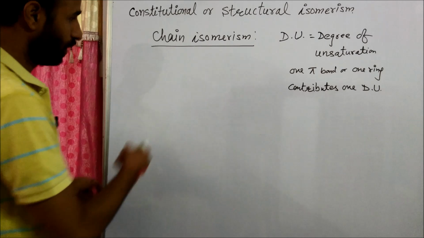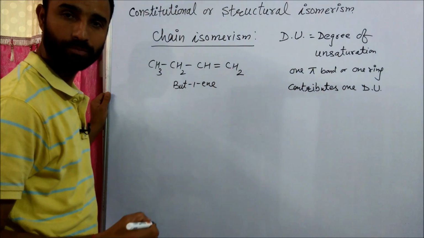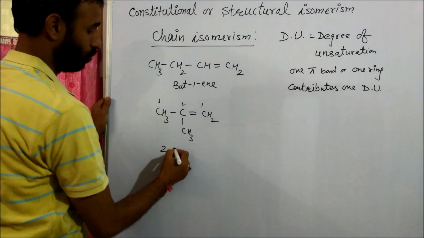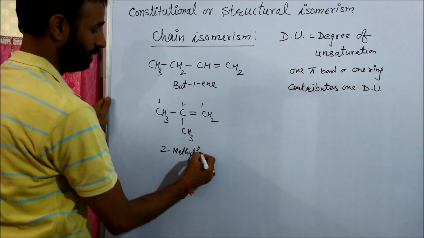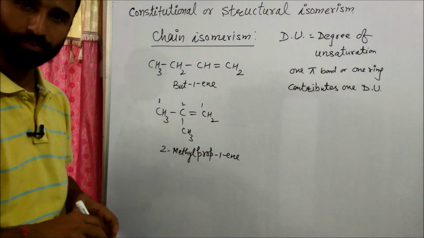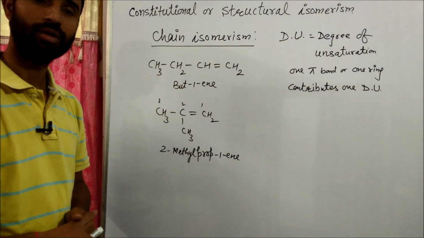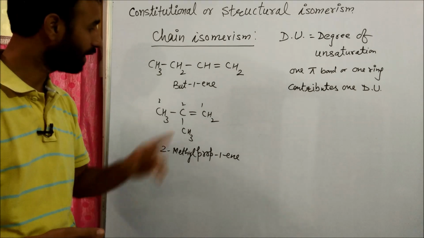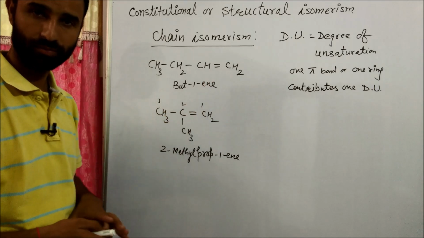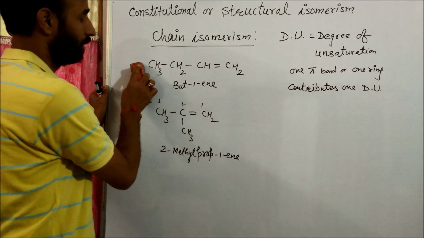Come to the next part. It is but-1-ene, and this one is 2-methylprop-1-ene, or simply propene. So they are chain isomers and have the same degree of unsaturation, 1 pi bond. Keep in mind this thing. Now, next example.